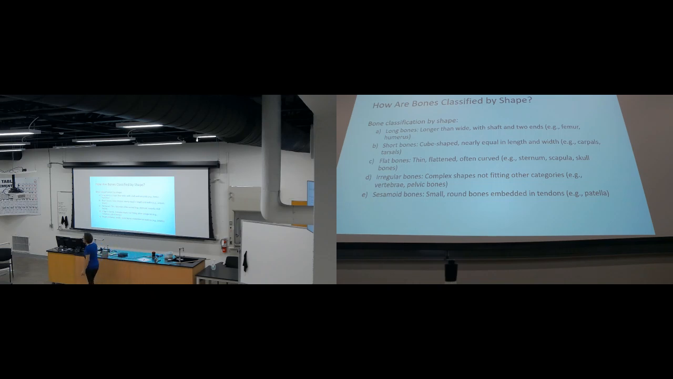Short bones are nearly equal in width and length, and we have them in areas like the wrist and the ankle. The wrist bones are called carpals. The ankle bones are called metacarpals.